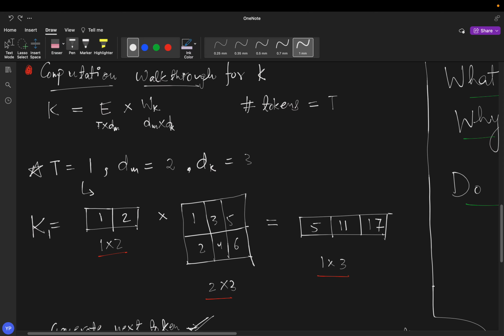So we multiply this T cross DM, which is 1 cross 2, the embedding matrix, with the WK, which is learned from data. This is a 2 cross 3 matrix, and we multiply to get a 1 cross 3 matrix, which is the K matrix, K1. So this is for token 1, just a single token. From this single token, the LLM is going to generate a new token.